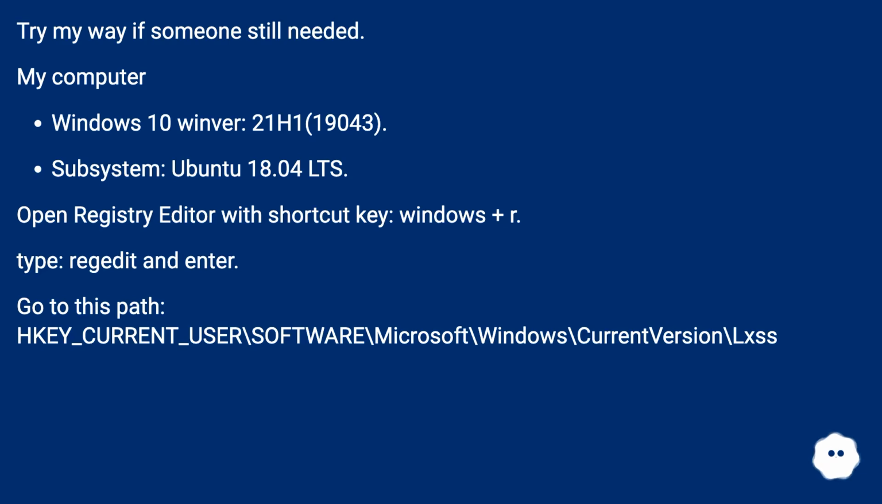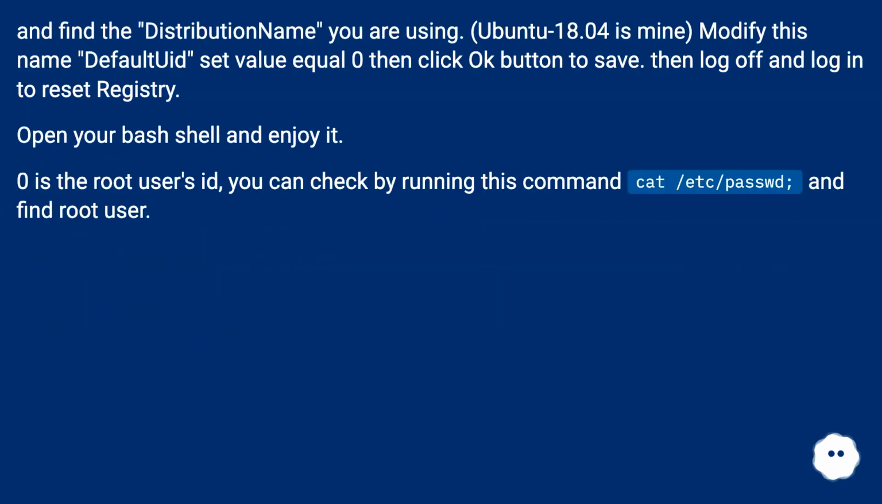HKEY_CURRENT_USER\Software\Microsoft\Windows\CurrentVersion\Lxss. And find the distribution name you are using. Ubuntu 18.04 is mine. Modify the value named DefaultUid, set the value to 0, then click the OK button to save. Then log off and log in to reset the registry. Open your bash shell and enjoy it.